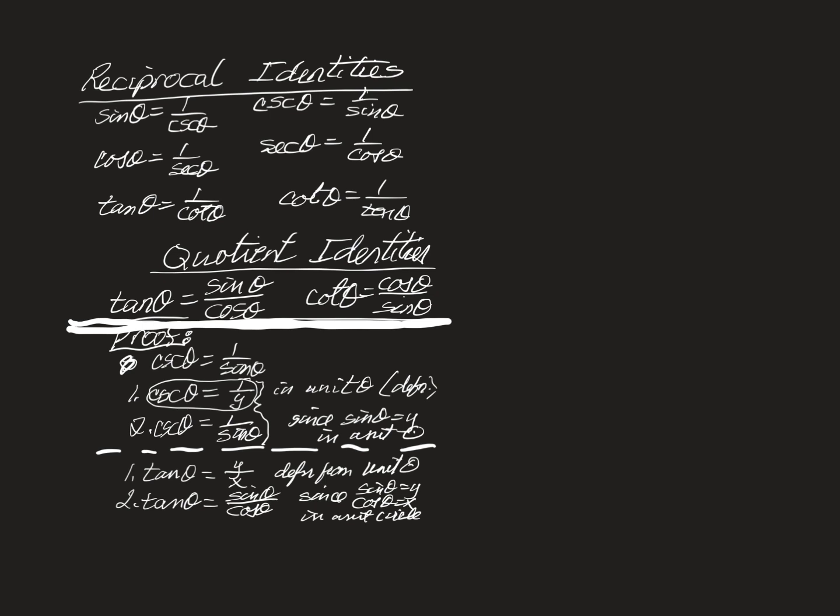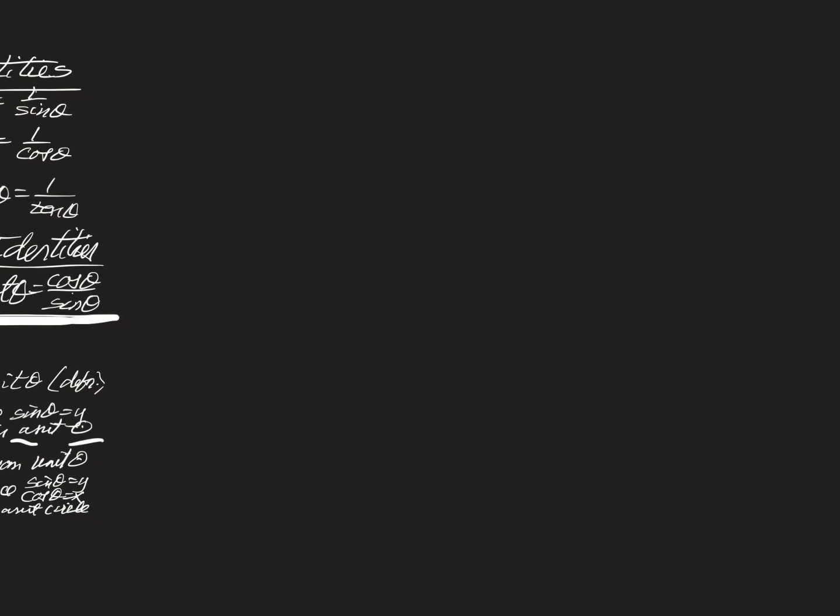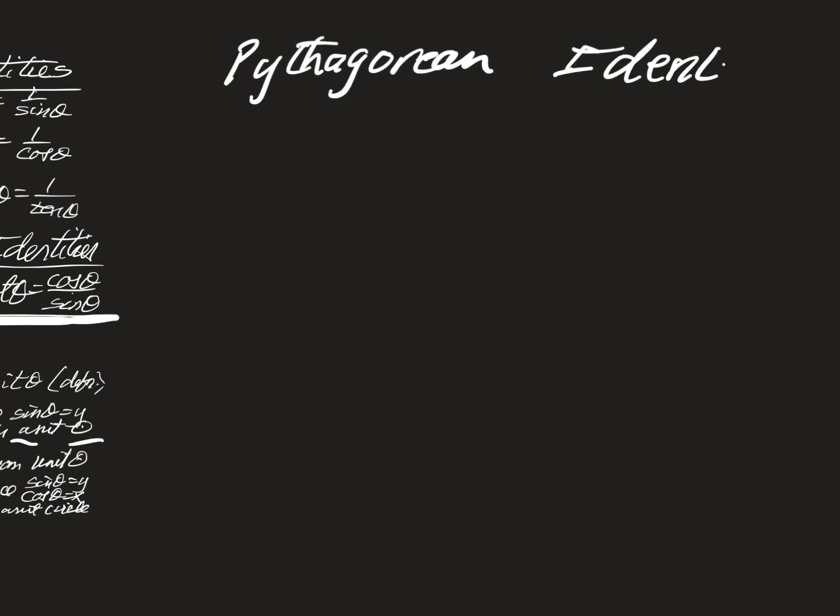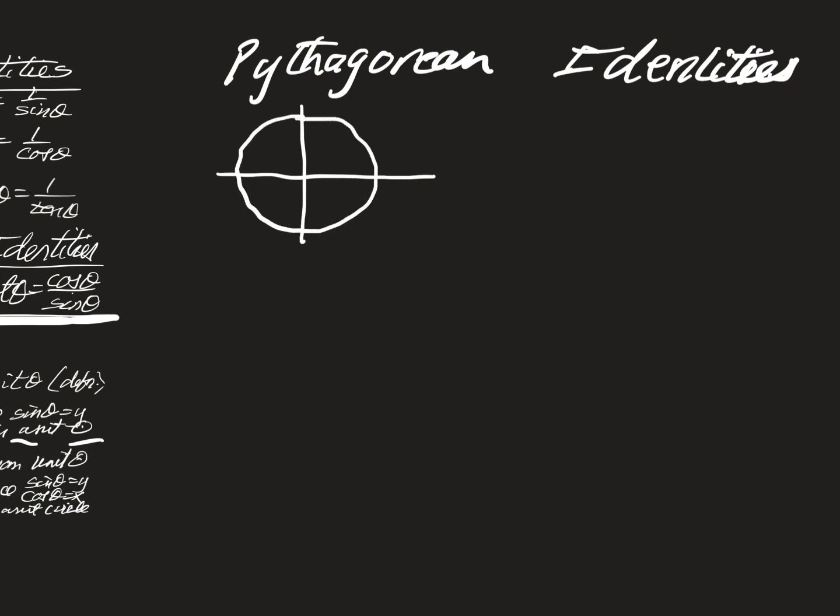The next thing that comes up is what are called the Pythagorean identities. And so, if it's Pythagorean, that means it's got to come from a right triangle. So we're going to go ahead, we're going to draw the unit circle, and we're going to put a right triangle in there like we did before, and we're going to label the pieces, x, y, and 1, all right?